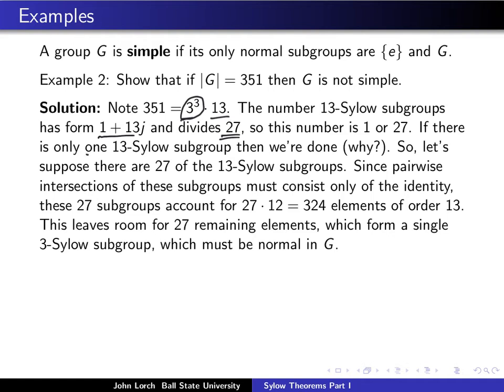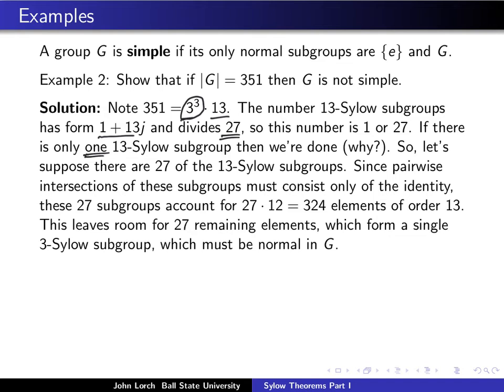Now, if there's only one 13 Sylow subgroup, then that subgroup must be normal by the second Sylow theorem, and then we would be done, right? Because we would have shown that G possesses a non-trivial proper normal subgroup. Now, on the other hand, let's suppose that we have 27 distinct 13 Sylow subgroups, right? Since 13 is prime, the pairwise intersections of these groups can only consist of the identity, right? Otherwise, it would be a violation of Lagrange's theorem.